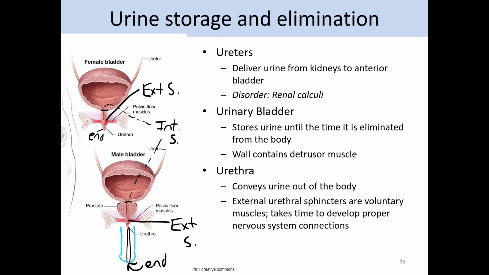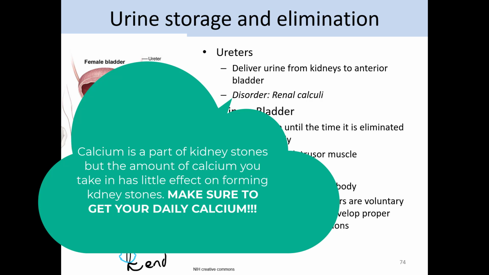We spent most of our time on the urinary system talking about the kidneys, but now let's take a look at what the other organs are doing for the urinary system. We know that the ureters are going to deliver urine from the kidneys to the anterior bladder. So basically what this is saying is that the bladder is going to fill from the bottom up. Renal calculi is another name for kidney stones. And these kidney stones can form and block the ureter or other places in the urinary system too.